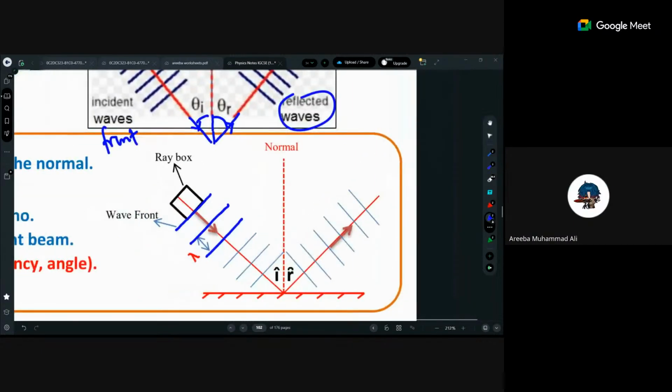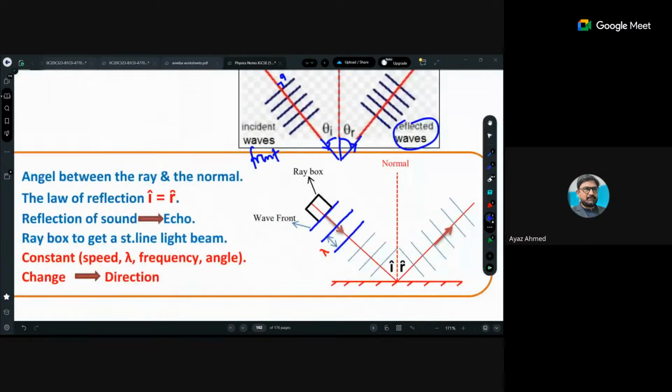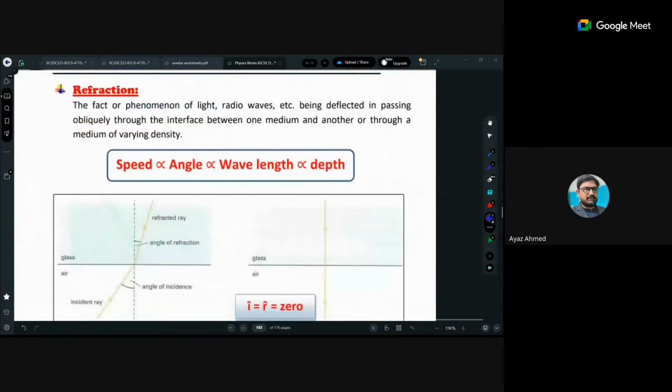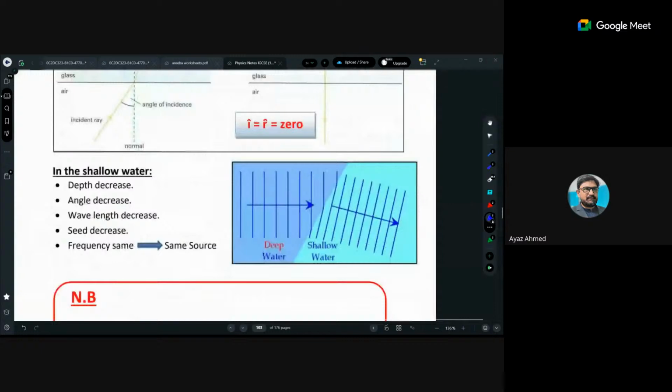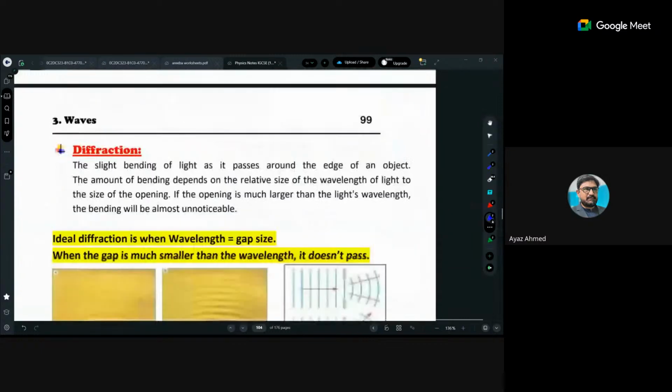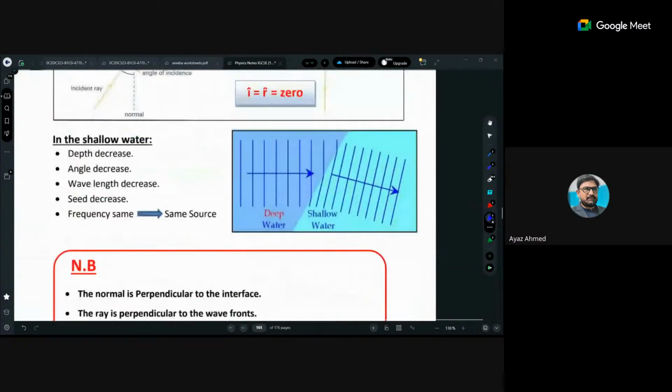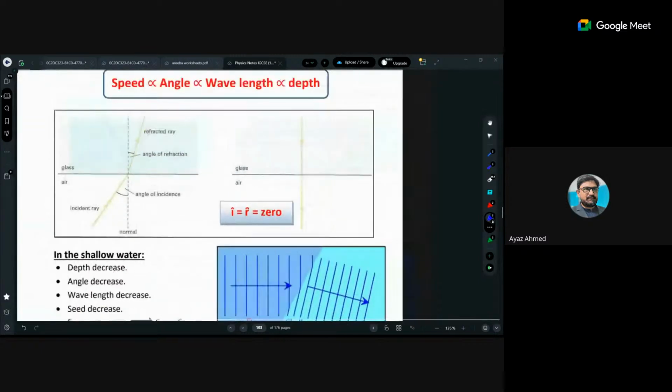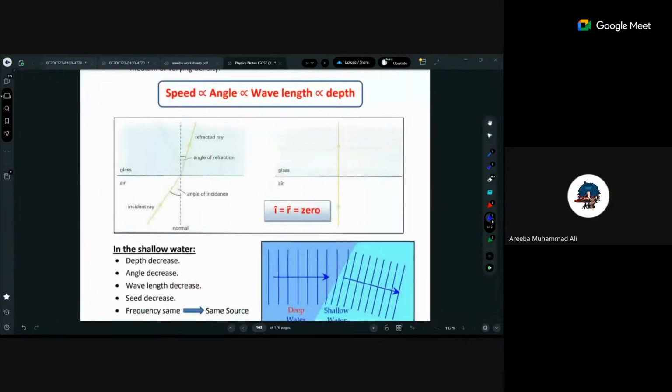Okay, sir. Till now we have gone through all of reflection, and then we have refraction. I will discuss that probably next. Okay, wait. Do you have some minutes? 5 more minutes? Just 5 minutes? Yes, sir, I do. Oh, well done.